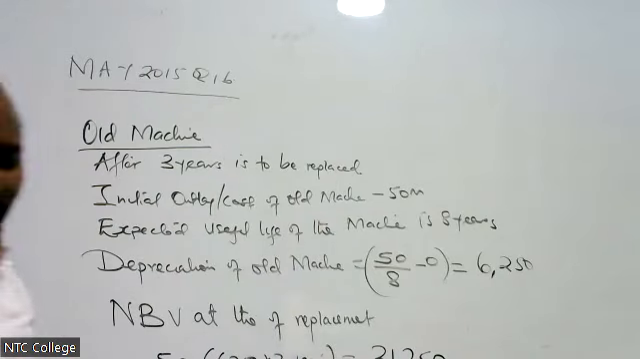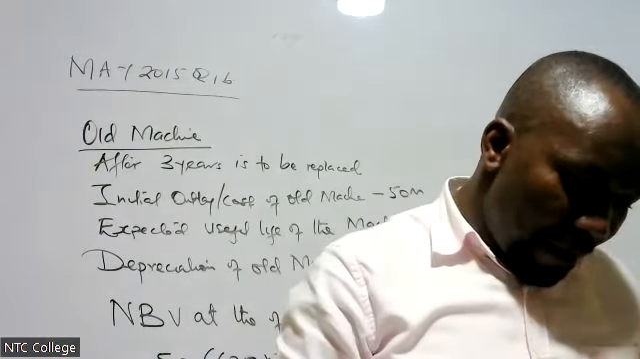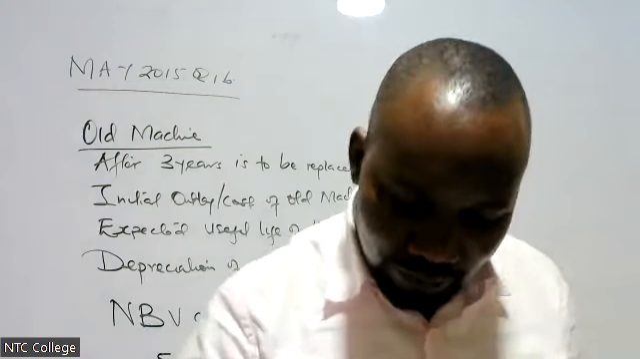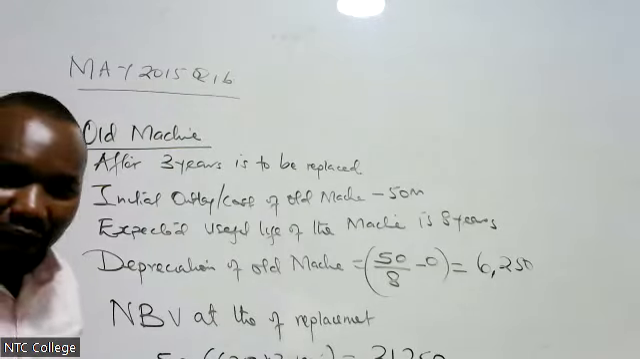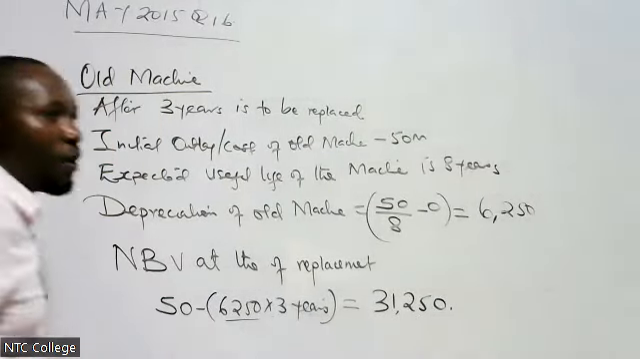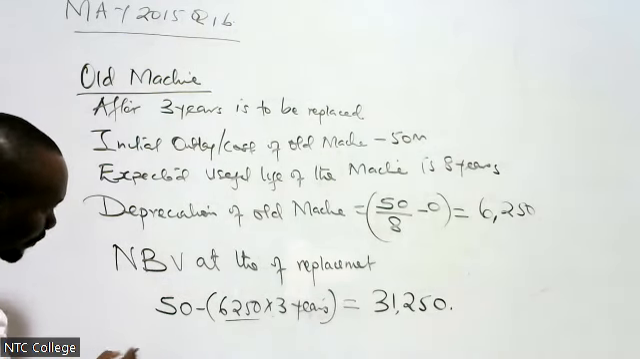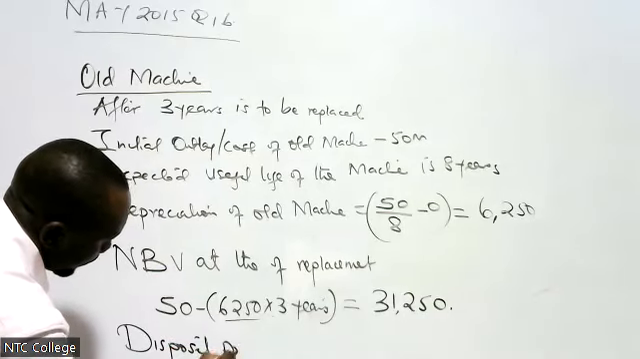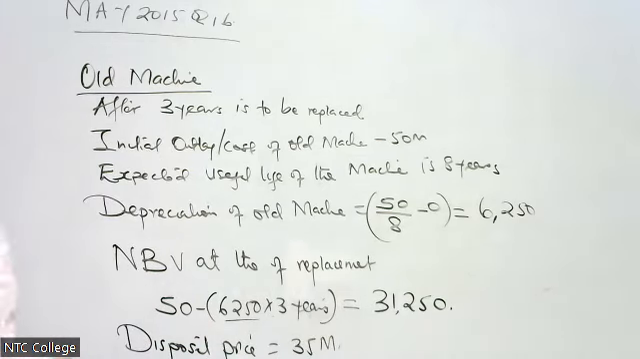But we are now replacing it by selling it at a certain price. We are told that the machine could be disposed of immediately at 35 million. So instead of selling it at the net book value, we are disposing of it at 35 million. Are we moving together? Instead of it being sold at the net book value, we are selling it at 35 million. So are we making a profit or a loss? We are making a profit.